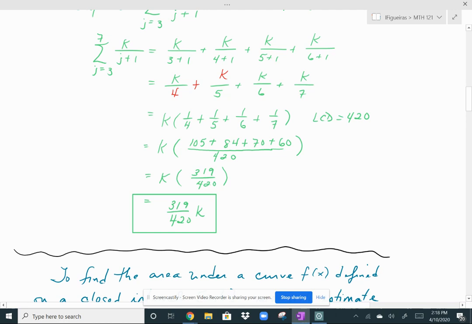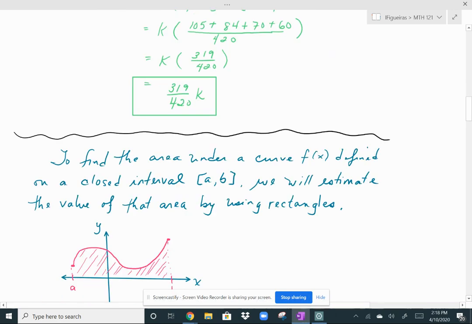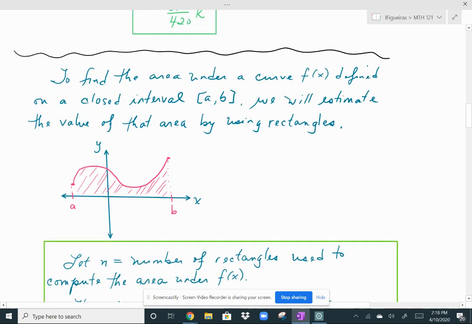Okay, so let's turn our attention to areas. We want an area under a curve called f of x defined on a closed interval from a to b, and we're going to estimate the value of this area by using rectangles. Unlike geometric shapes like squares, circles, rectangles, and triangles, where we have an actual formula, when you have a curve like this, f of x, we don't have a formula. So we actually are going to estimate what that area is by using rectangles.